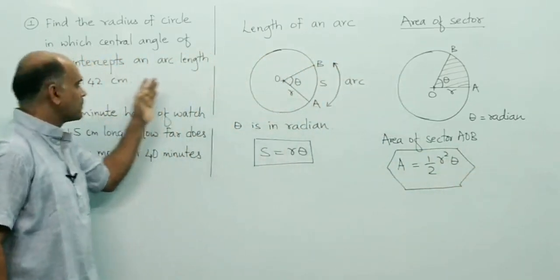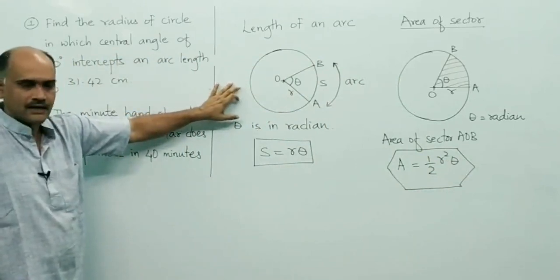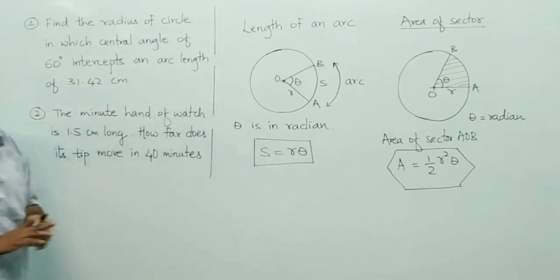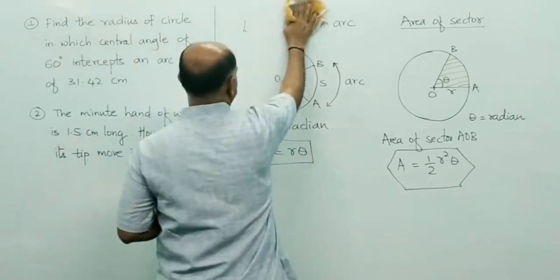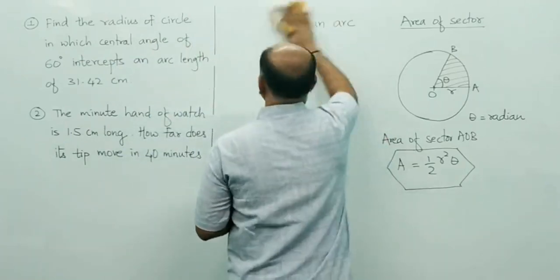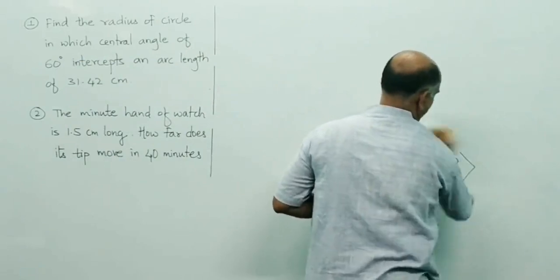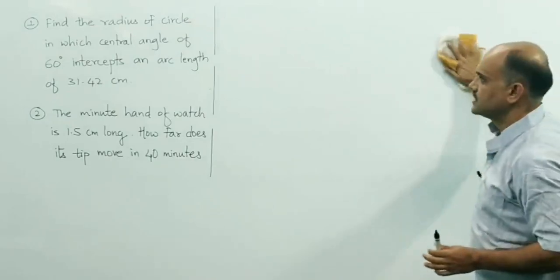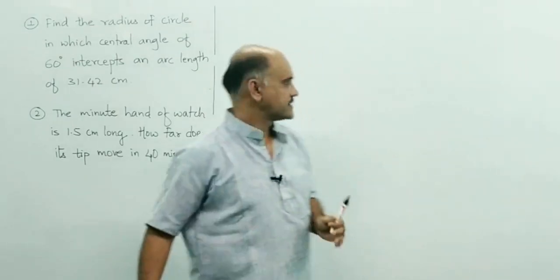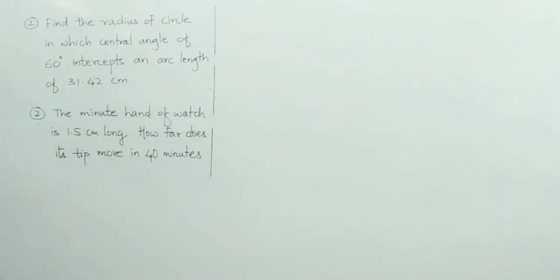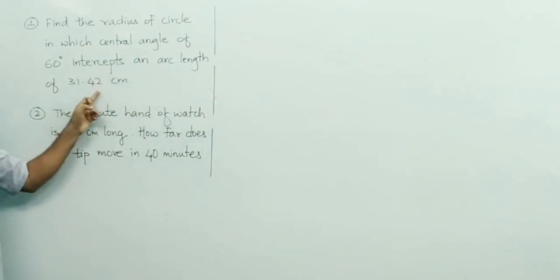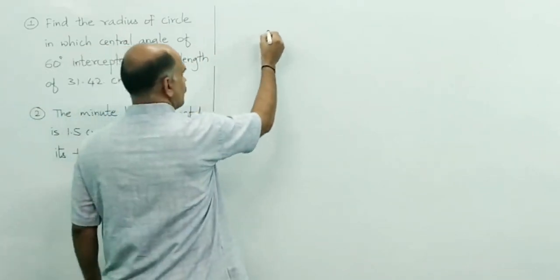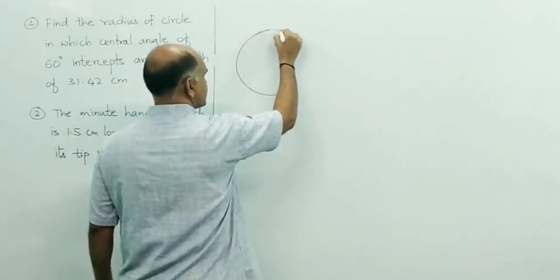So I will take two problems on the length of an arc. You can pause, note down both the formulas, then we will solve the problem. So if I take the first one, go through the problem: find the radius of a circle in which a central angle of 60 degrees intercepts an arc length of 31.42 centimeters. So I will take a rough figure again for the first one. A circle is there.